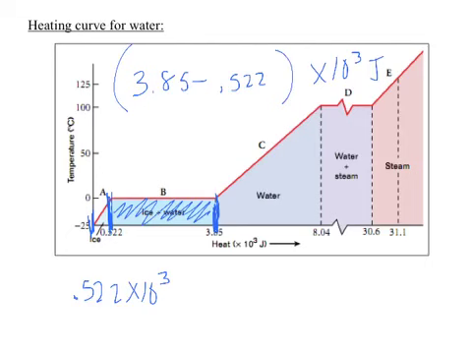But then we see the energy needed to go from 0 degrees Celsius in water to 100 degrees Celsius in water, where it would start to turn to steam. This change, 0 degrees Celsius to 100 degrees Celsius.